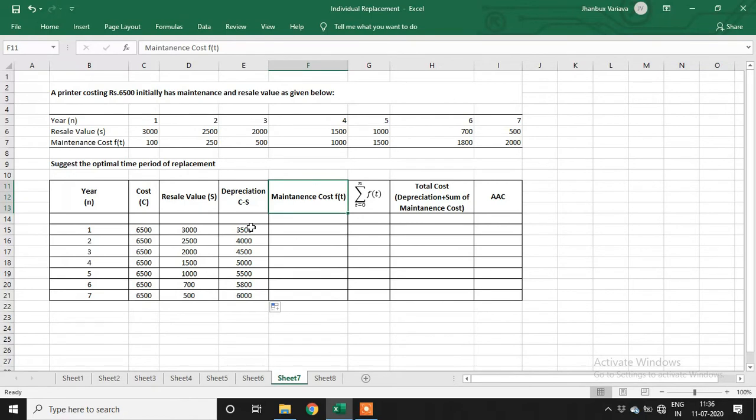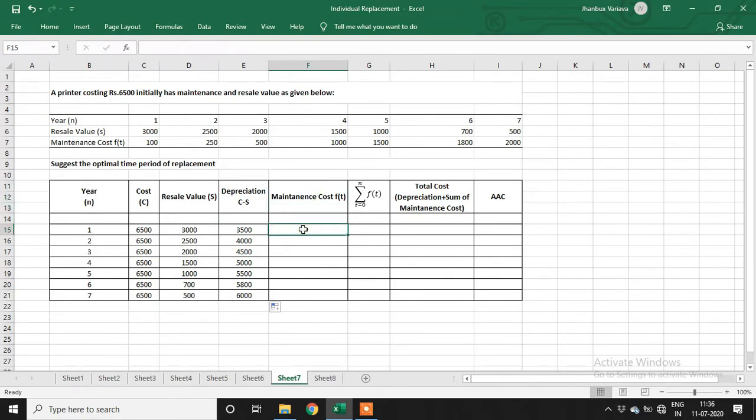So you can see there is an increase in the depreciation, which means the value of our printer is decreasing every time. Okay, so these will be the values of depreciation for every year from 1 to 7. Now the fifth column will be the maintenance cost.